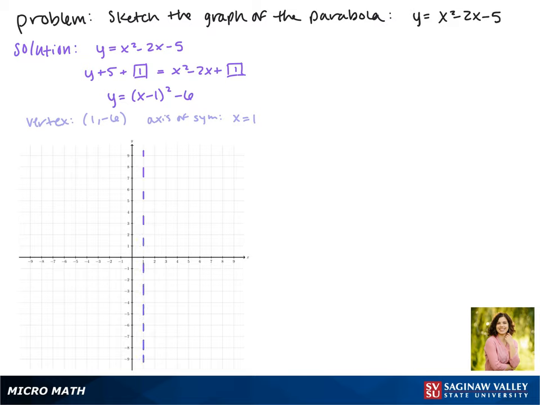So here's our axis of symmetry on the graph. Here's our vertex down at negative 6.